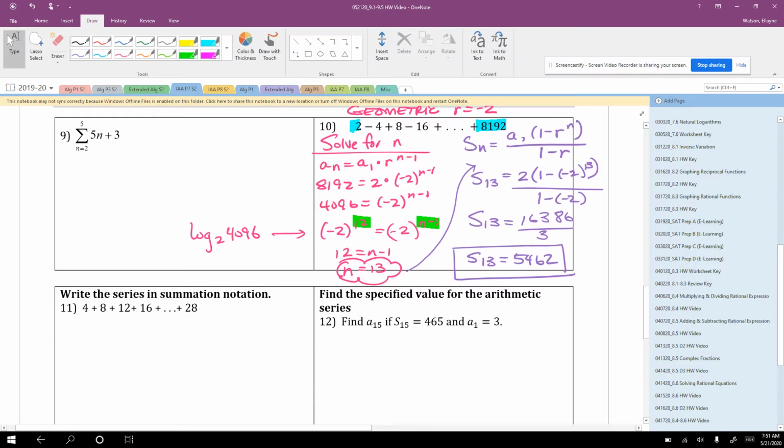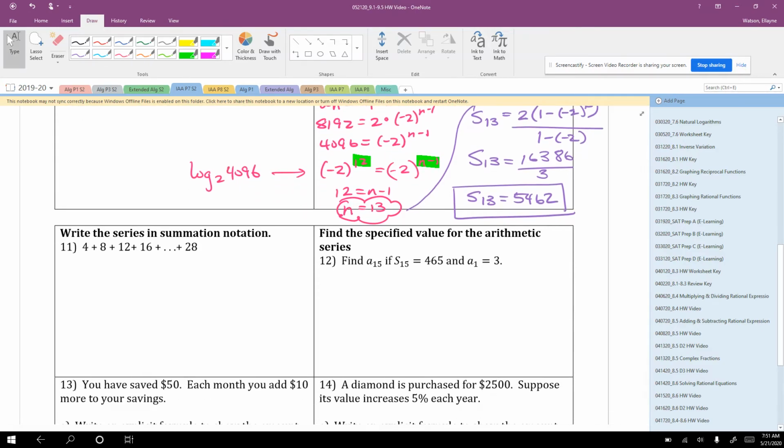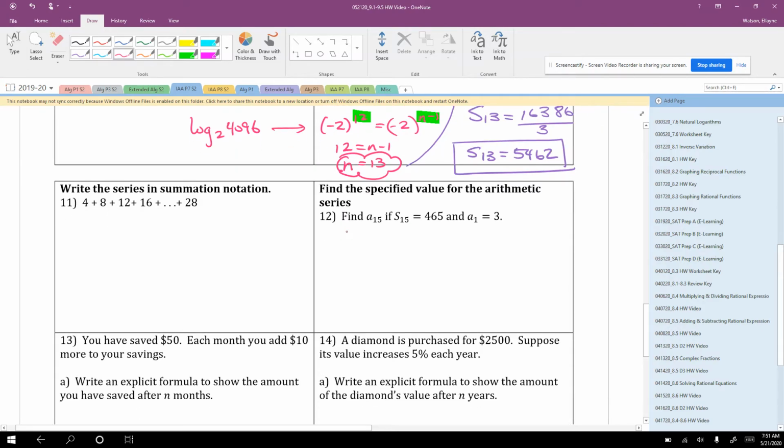All right, the one right below it says find the specified value for the arithmetic series. So for an arithmetic series, let's think of what the formula is. S of n is equal to n divided by 2 times a sub 1 plus a sub n.